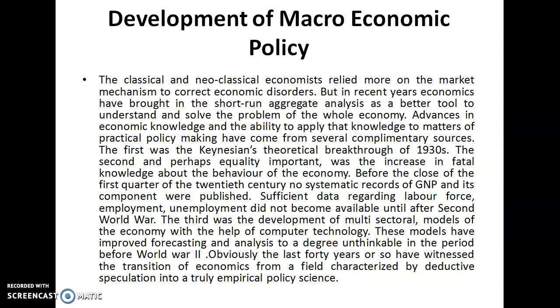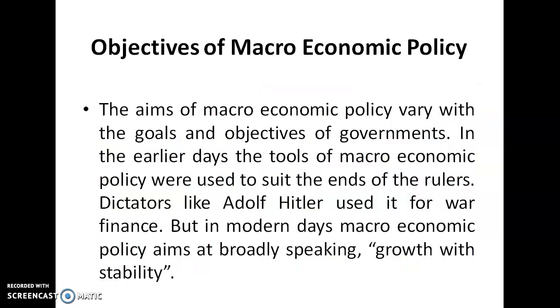The third was the development of multi-sectoral models of the economy with the help of computer technology. These models have improved forecasting and analysis to a degree unthinkable in the period before the Second World War. Obviously, the last 40 years or so have witnessed a transition of economics from a field characterized by deductive speculation into a truly empirical policy science.